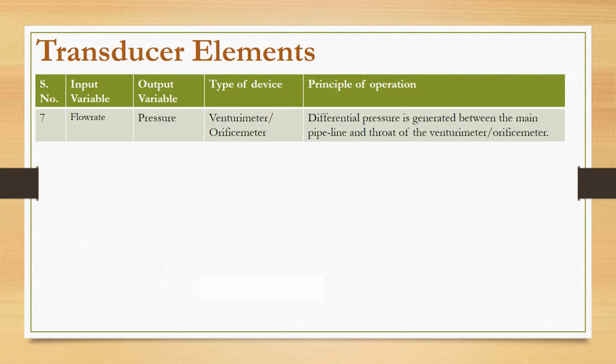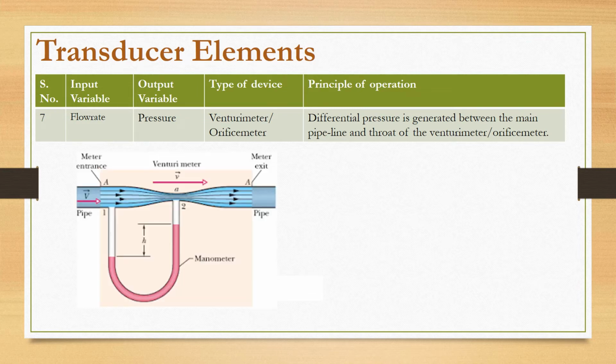The next transducer element is the Venturi meter or orifice meter. This device converts the flow rate into pressure. Suppose you have a pipe, and a Venturi meter or orifice meter is fixed in between the pipe. So this is the pipe, and this is the pipe, and in between we have installed a Venturi meter. This is the Venturi meter.